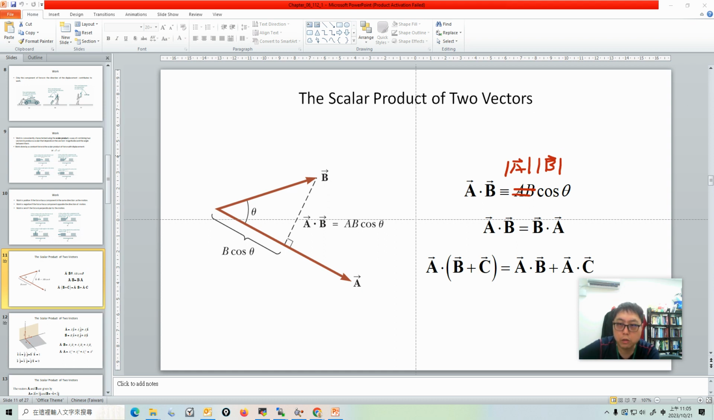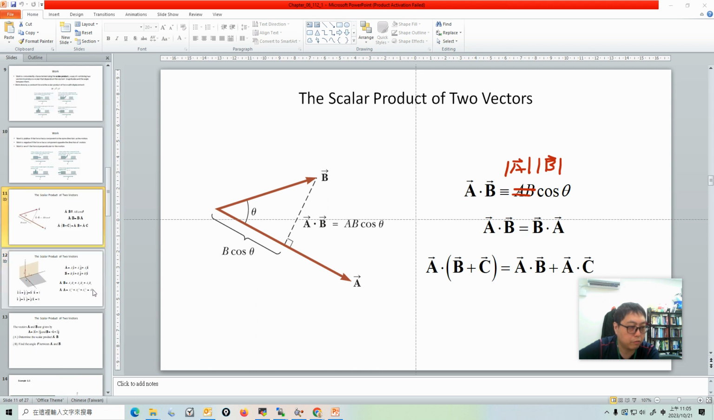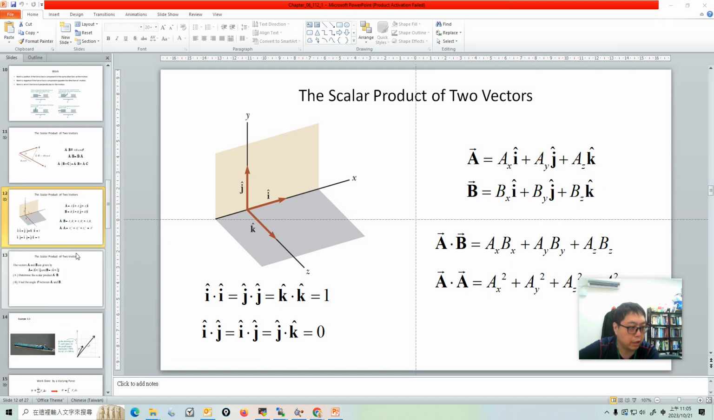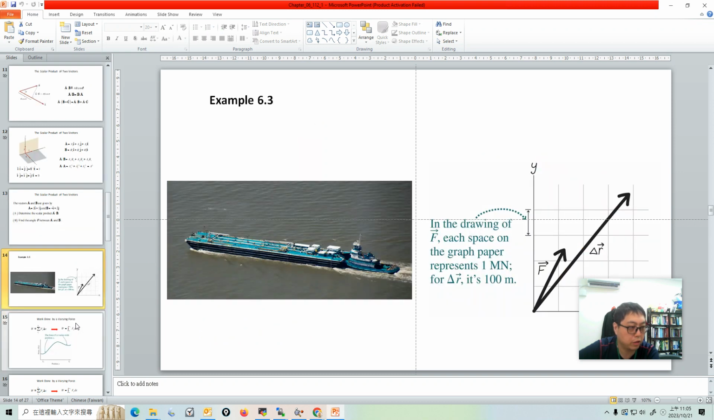In the next video, I will show you how to use the component language to calculate the dot product of two vectors, and then we'll show a simple example, but that's for the next video.